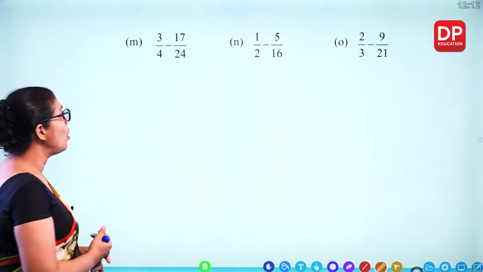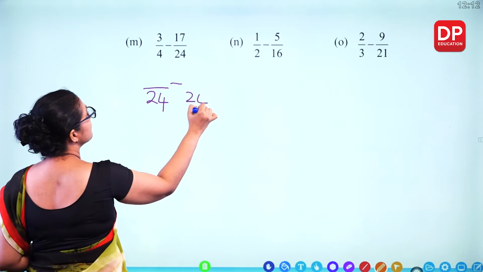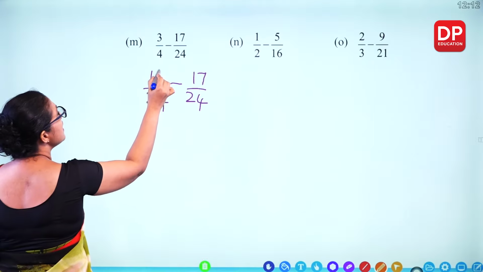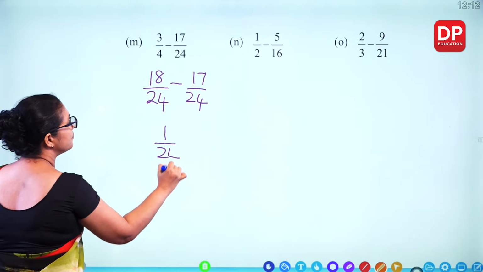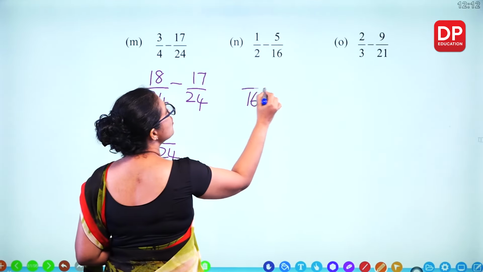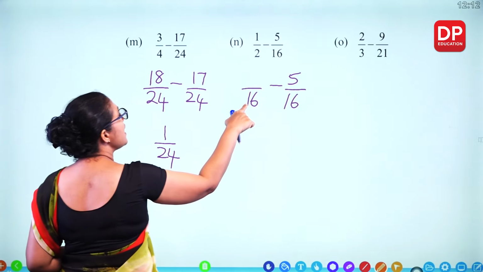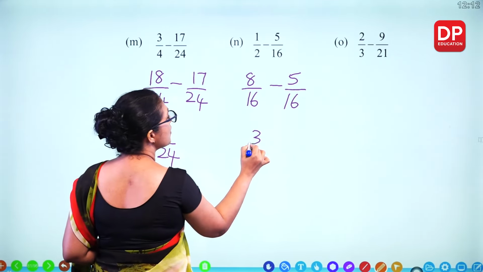4 and 24. 24 is the common denominator. Multiply by 6. 6 times 3, 18. 18 minus 17, that's 1. 2 and 16, convert to 16. That's the common one. Multiply by 8. 8 times 1, 8. 8 minus 5, you get 3.